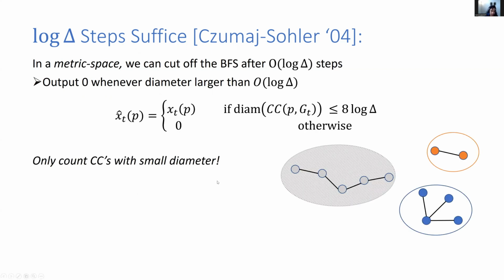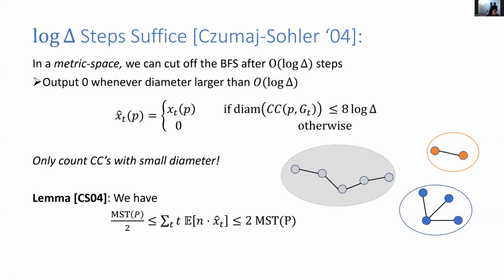In particular, we define x-hat_t(p) to be x_t(p) if the point p that I sampled lies in a connected component with small diameter, that is, diameter smaller than some constant times log Δ. Then I'm in great shape. I output that, and I can do log Δ passes to compute this. Otherwise, if the diameter is too large, I just stop the BFS and output 0. So I can always do this in log Δ passes, but I'm forgetting some of the connected components. In particular, I'm not counting the connected components that had large diameter. I'm only counting the ones that have small diameter.